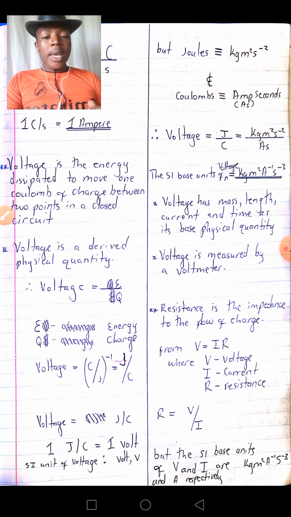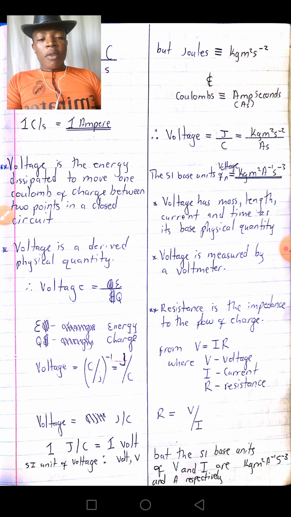Voltage has mass, length, current, and time as its base physical quantities. Voltage is measured by a voltmeter. Resistance is the impedance to the flow of charge, right? The opposition to the flow of charge.